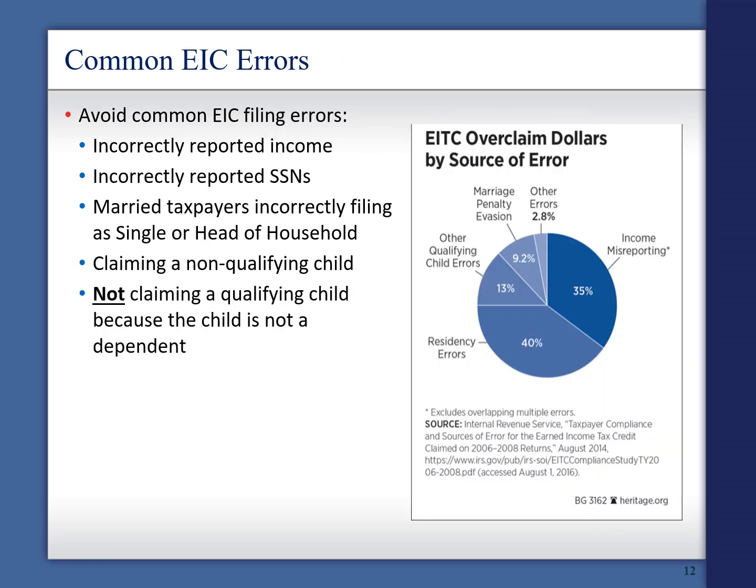Let's avoid some common EIC filing errors such as incorrectly reporting income, particularly income and expenses from self-employment, incorrect Social Security numbers, married taxpayers incorrectly filing as single or head of household, claiming a child who does not meet the residency and relationship requirements, not claiming a qualifying child because the child is not a dependent, example, a full-time student under 24 who supported themselves. Support is not a test for EIC.